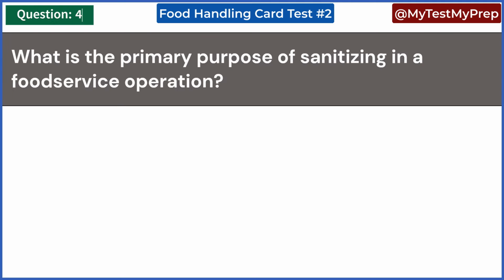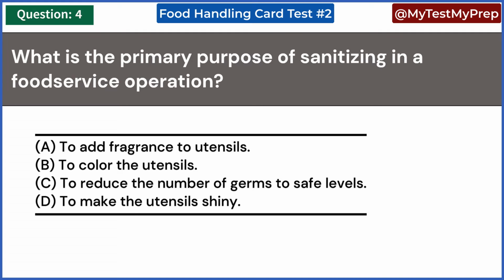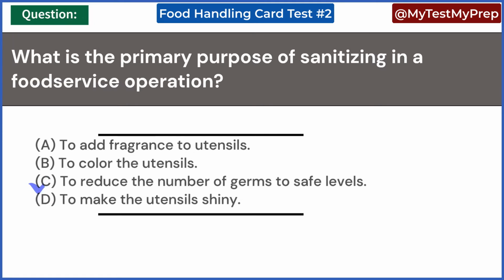What is the primary purpose of sanitizing in a food service operation? A. To add fragrance to utensils. B. To color the utensils. C. To reduce the number of germs to safe levels. D. To make the utensils shiny. Answer C. To reduce the number of germs to safe levels.